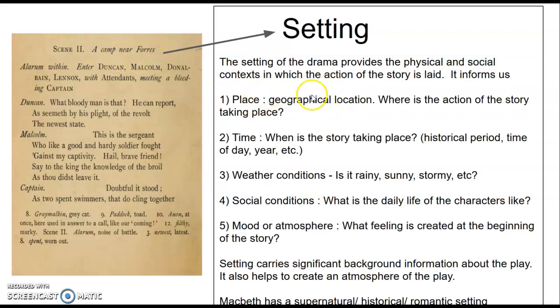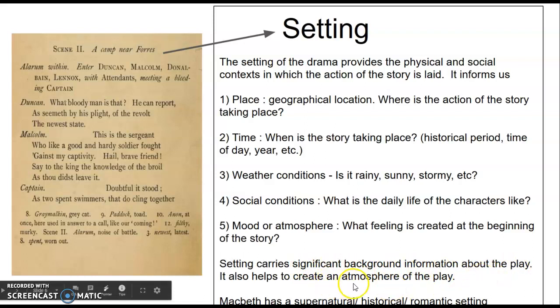So, what is setting? It informs us about place, time, weather conditions, social conditions that make the atmosphere of the play. Place means geographical location where the action of the story takes place. Time, historical period. Weather conditions, is it rainy, sunny, stormy, etc. Social conditions, what is the daily life of the character like, mood or atmosphere. So, setting carries significant background information about the play.